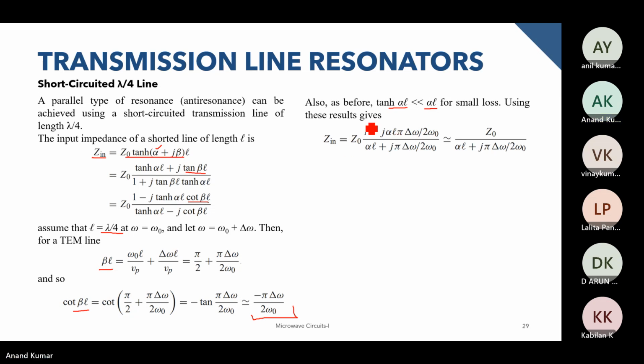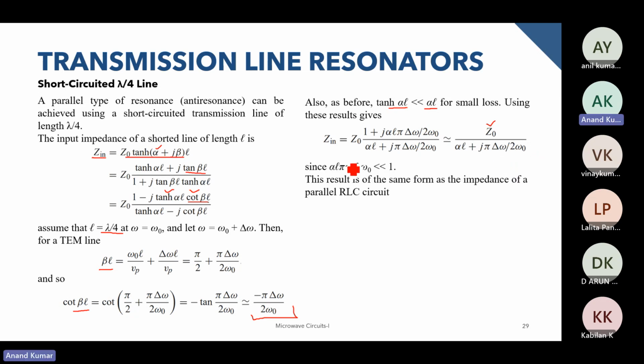Using this, we substitute tan h alpha L and this cot beta L over here to get the input impedance as Z naught by alpha L plus j pi delta omega by 2 omega naught. This is happening because this term over here is much smaller than this alpha L term, so this term is much smaller than 1. We ignore this, and we have Z naught by this entire thing.